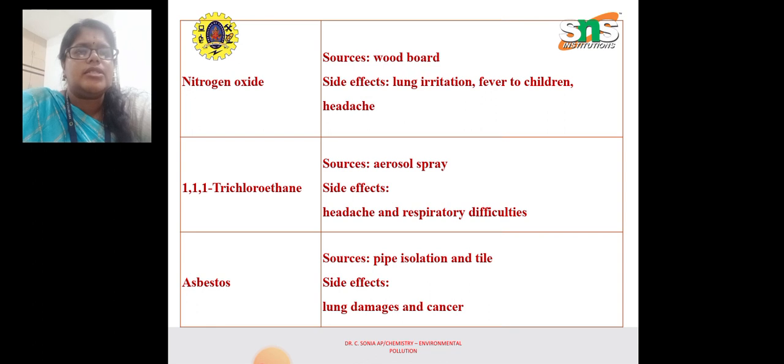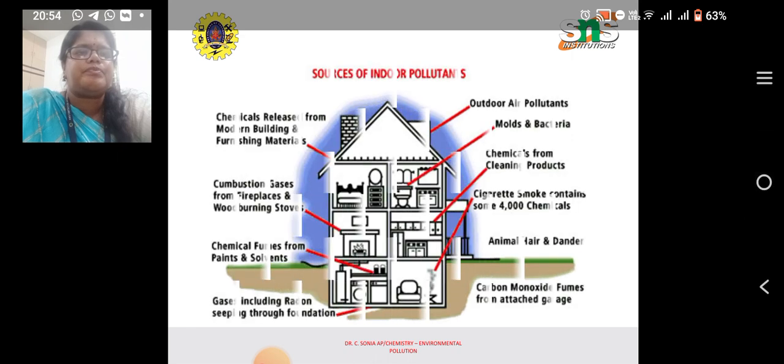Nitrogen oxide. Sources: wood board. Side effects: lung irritation, fever in children, headache. 1,1,1-trichloroethane. Source: aerosol spray. Side effects: headache and respiratory difficulties. Asbestos. Sources: pipe insulation and tile. Side effect: it causes lung damage and cancer.